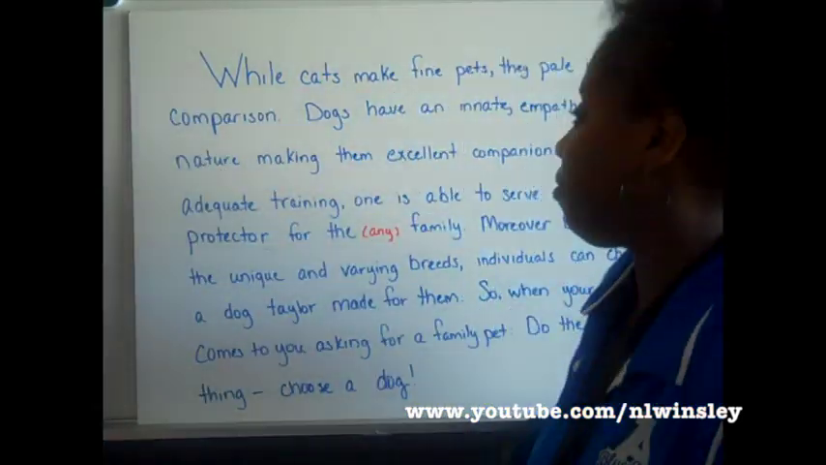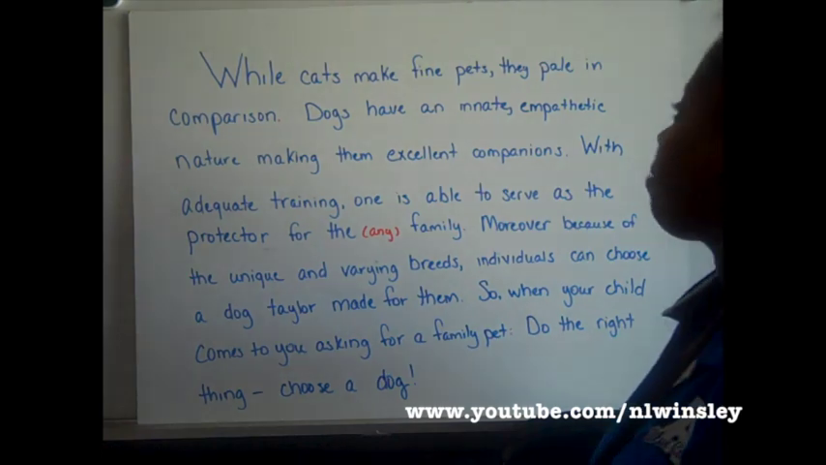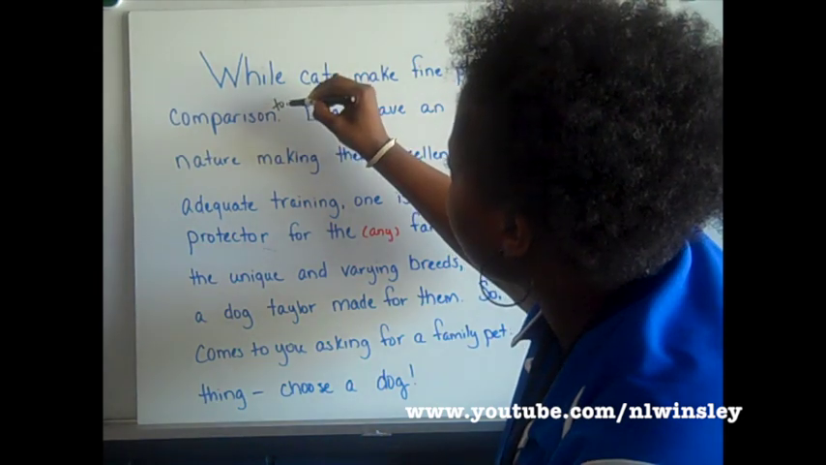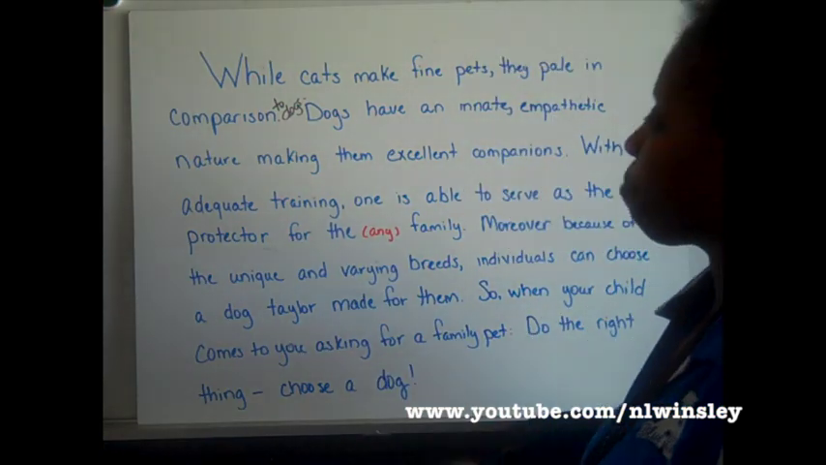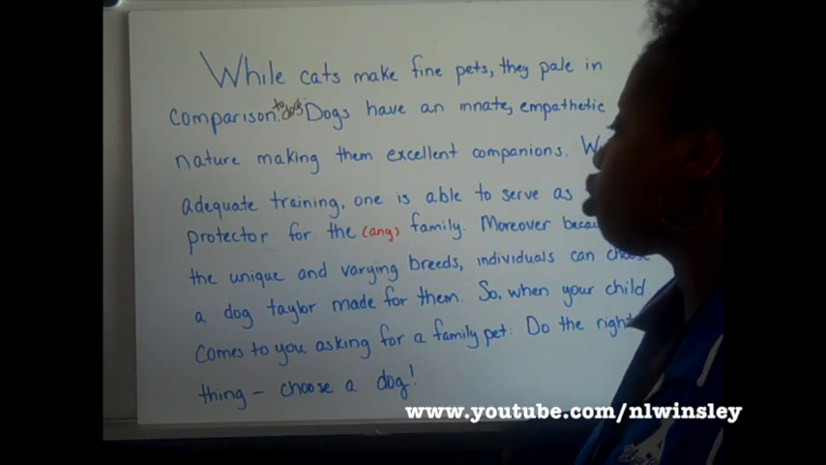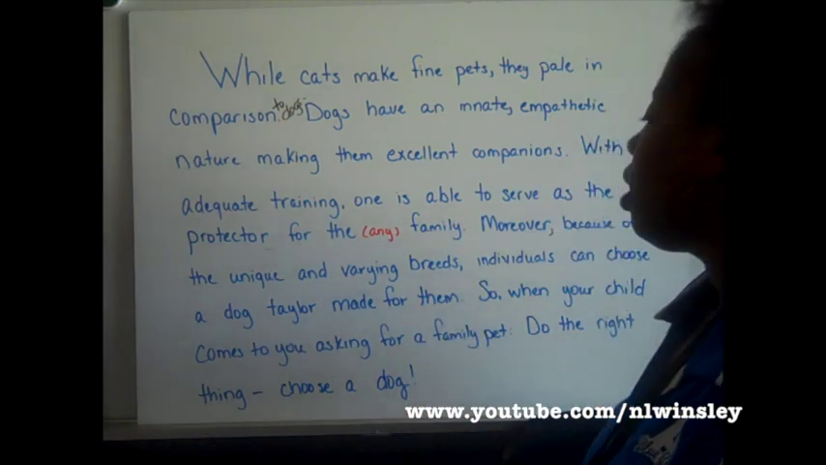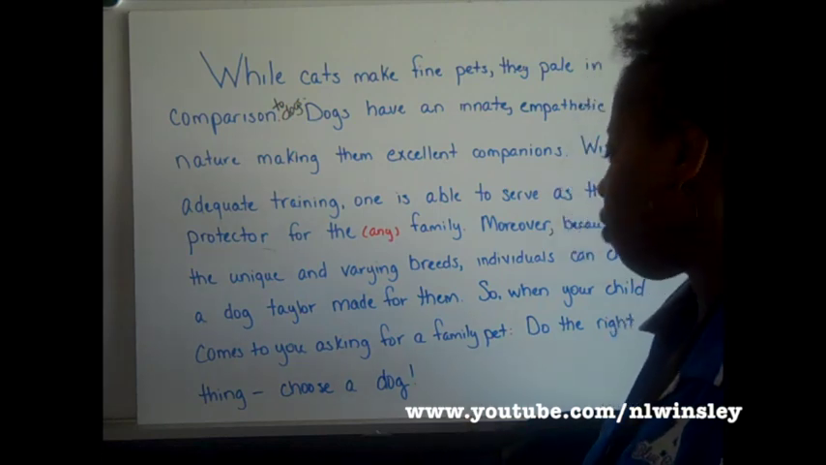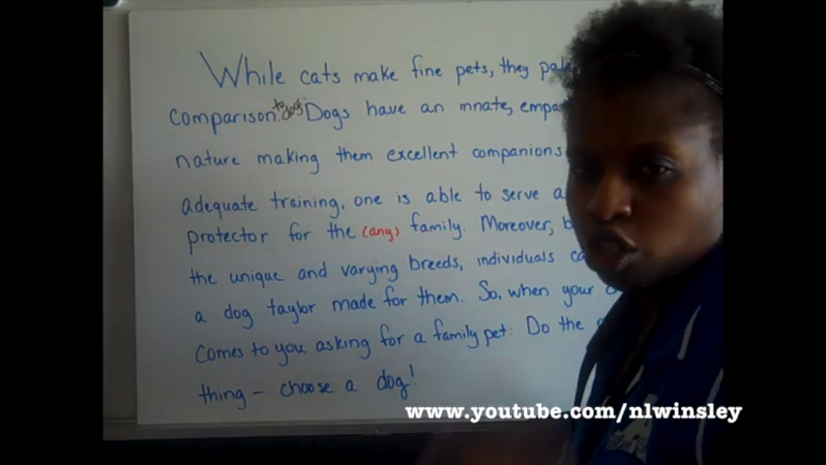So let's look at a sample. So here we go. While cats make fine pets, they pale in comparison to dogs. Dogs have an innate empathetic nature, making them excellent companions. With adequate training, one is able to serve as the protector for any family. Moreover, because of the unique and varying breeds, individuals can choose a dog tailor-made for them. So when your child comes to you asking for a family pet, do the right thing, choose a dog.